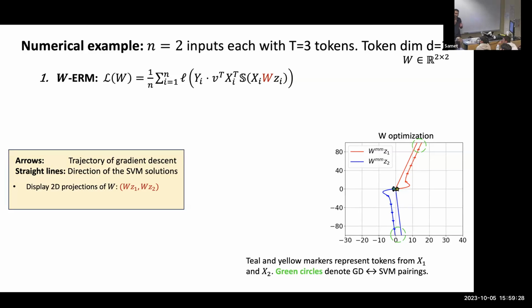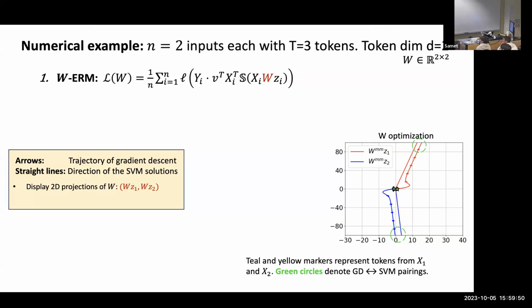So in other words, the gradient descent parameter is not converging to the SVM parameter, but instead the direction of gradient descent is converging to the direction of SVM, okay? This is called directional convergence. Again, it is well studied in the context of logistic regression or implicit bias of classification problems. But here we are discussing this token separation, okay?